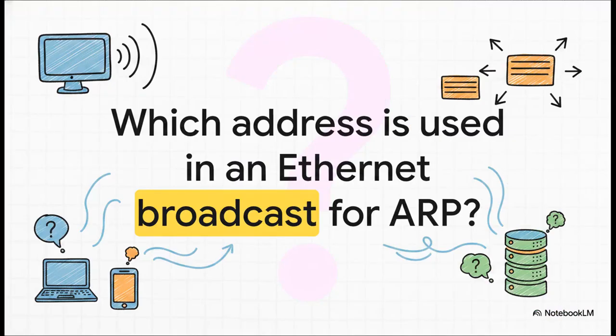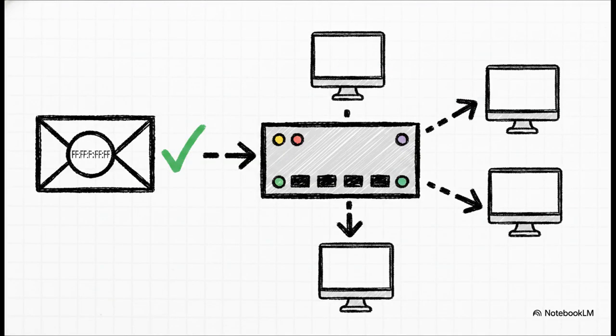I want you to think back to that ARP shout to everyone in the office. What is the specific, universal destination address that a computer uses at the physical hardware level to make absolutely sure every single device on the local network hears its request? And the correct answer is, of course, C, FFFF. This sequence of all Fs is the universal MAC address for a broadcast.